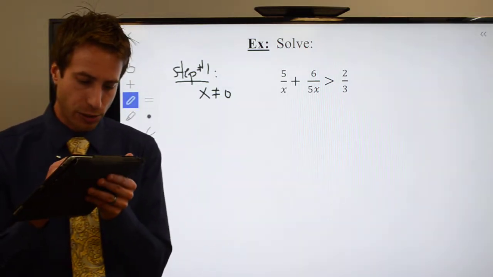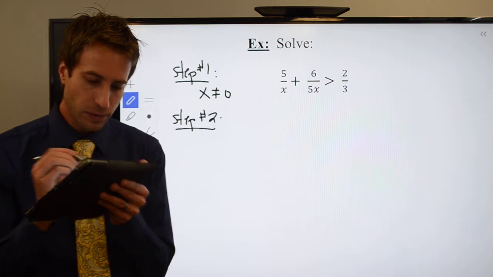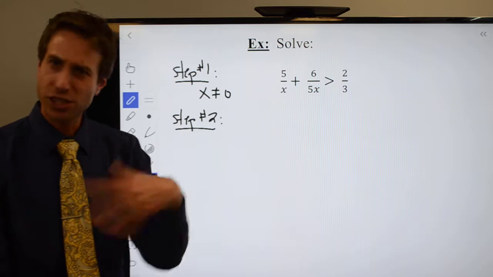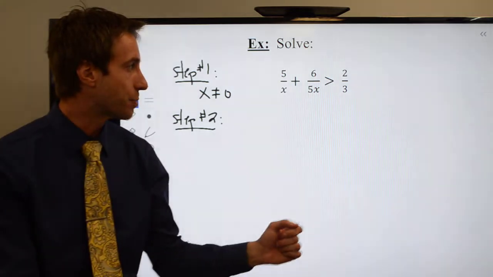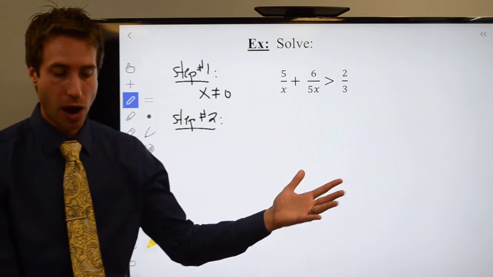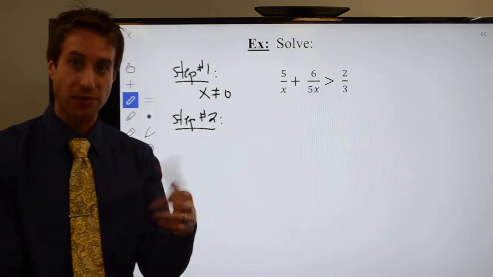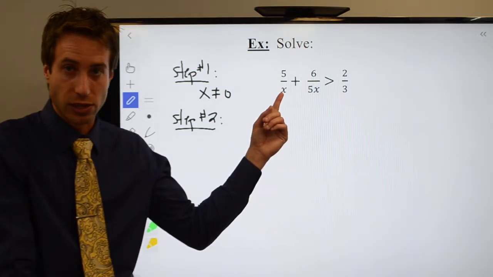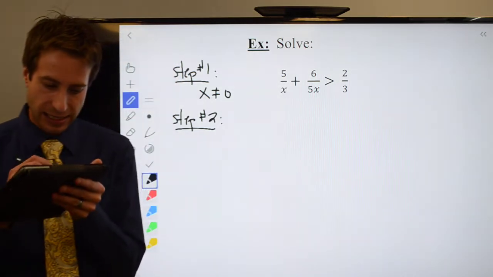Then step number two, what I need to do is solve the related equation. So we're just going to skip a couple of steps here. I think you can probably pretty easily see 5 is prime and 3 is prime. So I'm going to wind up with an LCM of 3 times 5, which is 15. And then, of course, the factors of x is just x. So 15x. I'll multiply everybody by 15x, and let's see what this looks like.